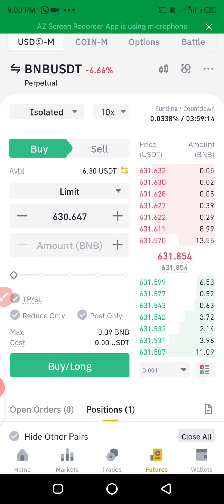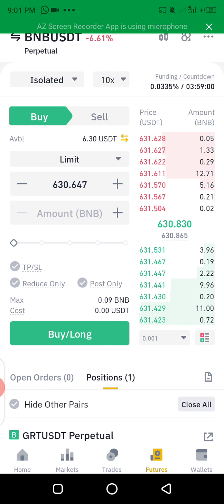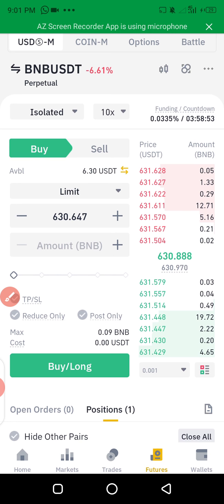So let me go long, using 10 times leverage. I have $6.3 here as a typical example. Using 10 times leverage, that means this $6.3 will be used as collateral, whereas I have the ability to borrow up to 10 times of this 6.3, which is $63. So I am able to buy long.